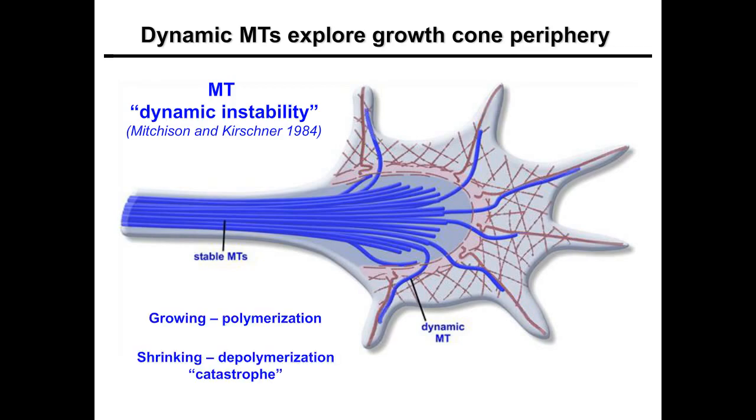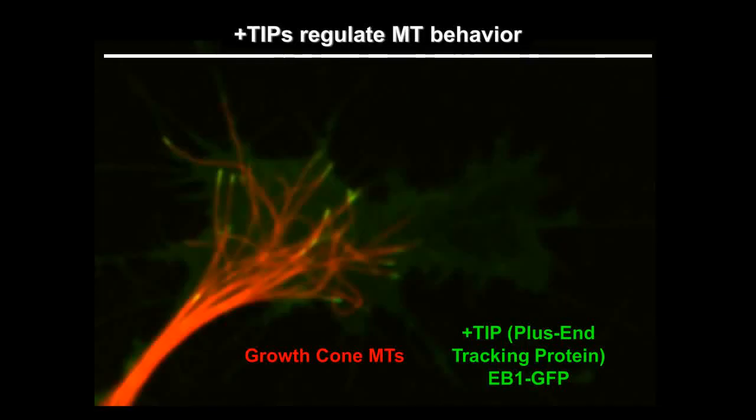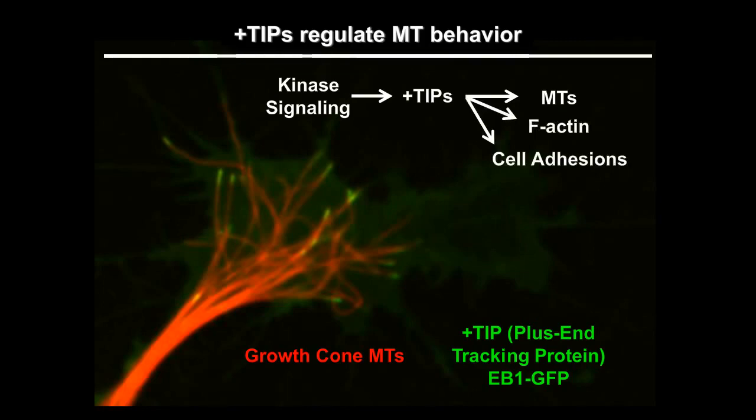And by rapidly switching between these two states, they can effectively explore the entire growth cone space and even probe into these filopodia, where guidance cues are first detected. At the tips of these microtubules are a family of proteins called +TIP tracking proteins, or plus tips, and they regulate microtubule dynamics. It's known that plus tip activity is directly modulated by upstream kinase signaling, and not only do plus tips regulate microtubules, but also they bind to F-actin and structures such as adhesions.